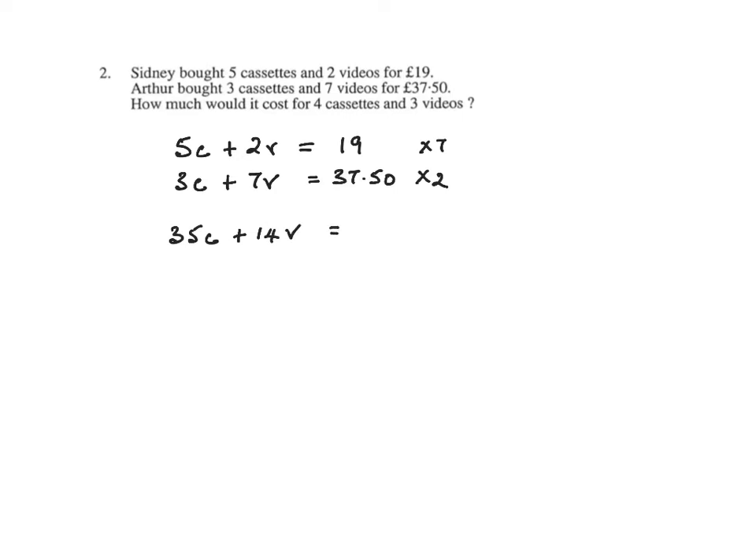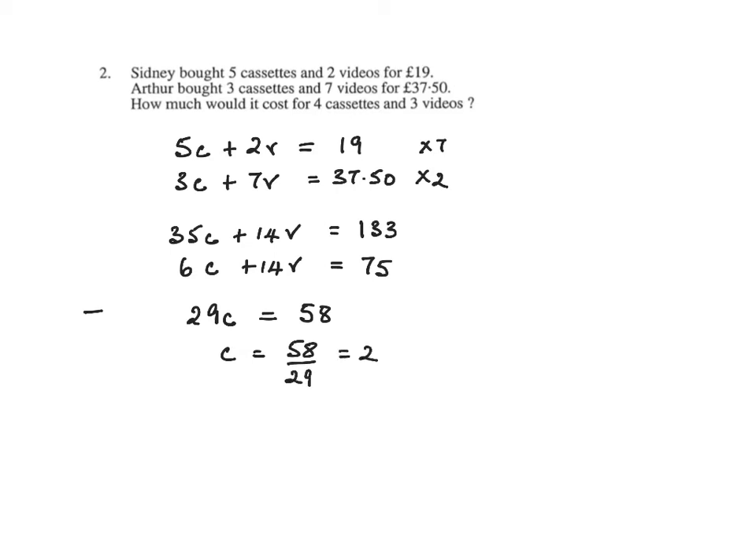equals 133, and 6c, multiplying the second equation by 2, 6c plus 14v equals 75. Now I have the same number of v in both equations and the same sign, so I'm going to subtract. 35 take away 6 is 29c, and 133 take away 75 is 58. So c then is 58 over 29, which is 2.